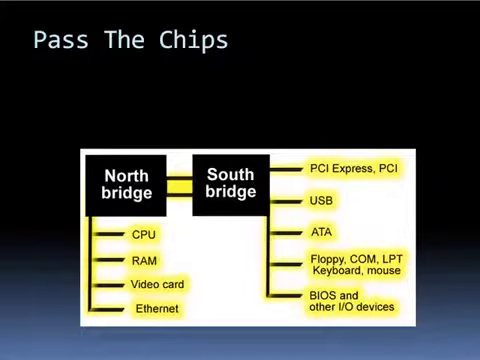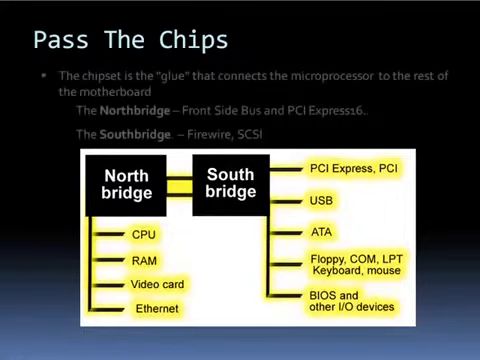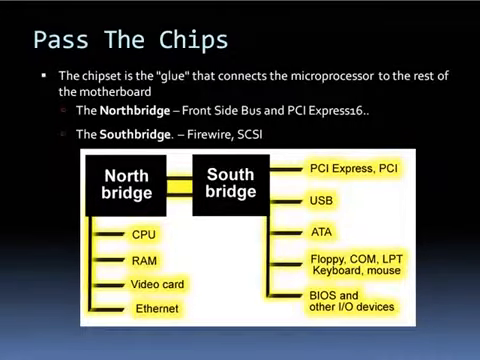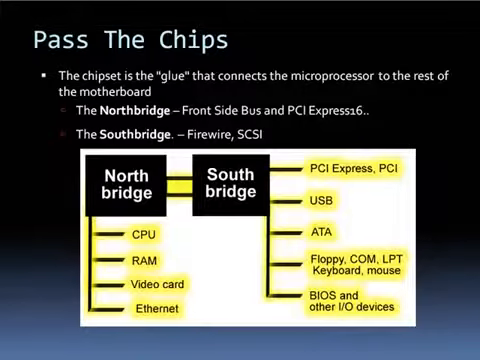The south bridge is a little bit slower: PCI Express, USB, ATA, the floppy drive, BIOS, and other interfaces. And this is how they've typically been handled. There is some change coming along. Basically, the north bridge is often referred to as the front side bus. PCI Express 16 has moved over to the north bridge, whereas FireWire, SCSI, and all these other things run from the south bridge. Basically, the chipset's the glue that connects everything together.